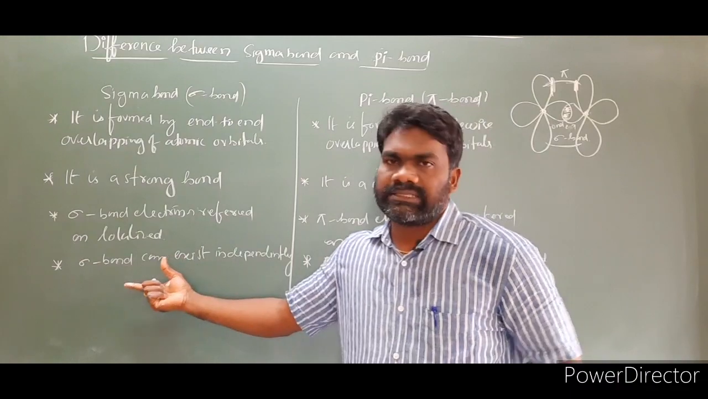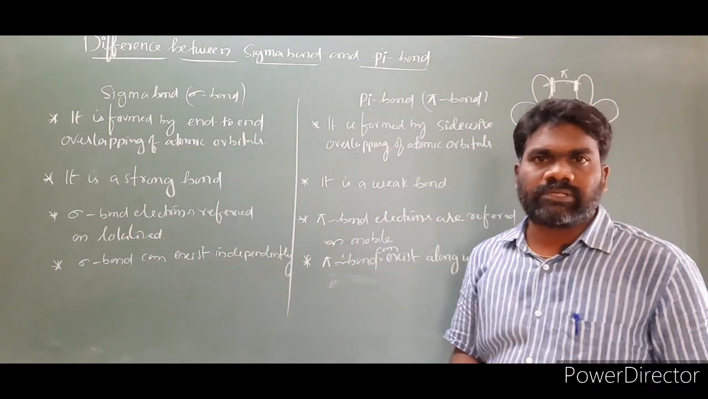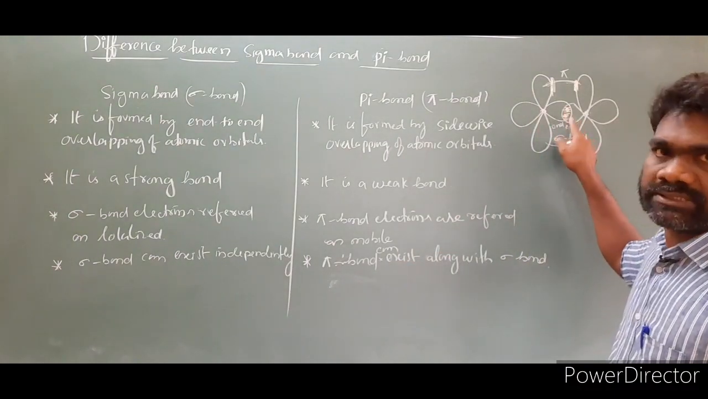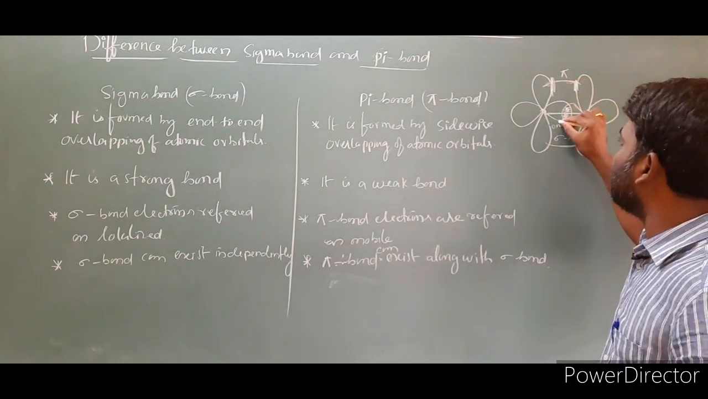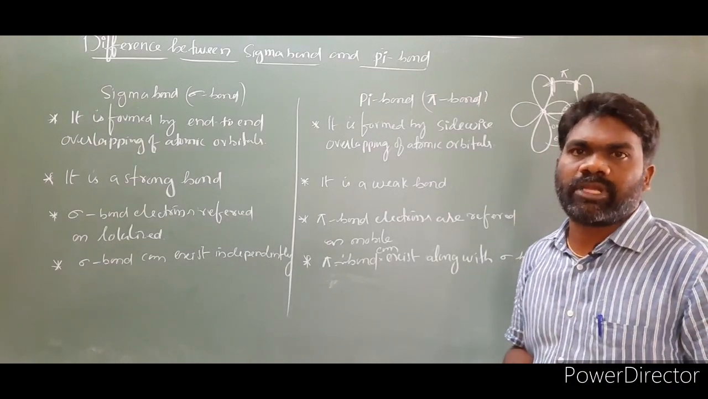The first bond is a sigma bond because of end to end overlapping. After the formation of the sigma bond, the pi bond gets formed. So the first bond is a sigma bond, then the pi bond is formed. So it can exist independently. Some molecules only contain sigma bonds. Some molecules have pi bonds.